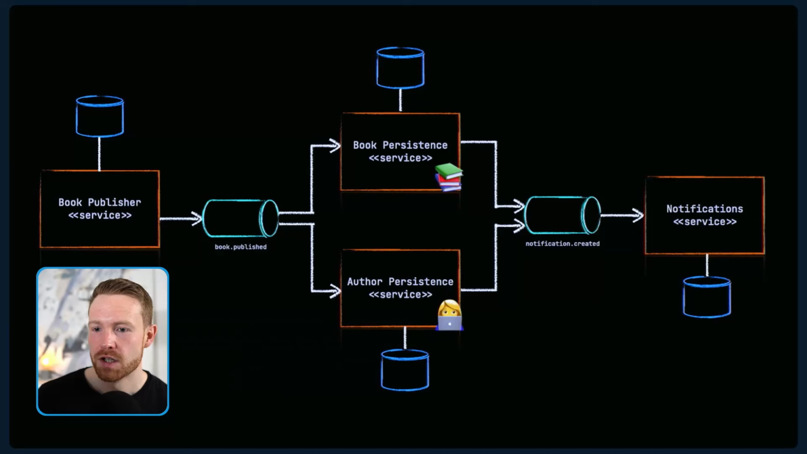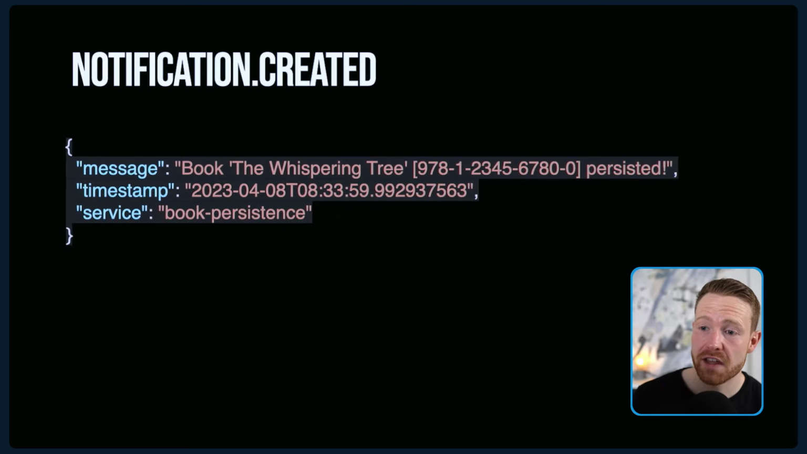What next? Once the book published event has been put on the book published topic and then picked up by the book persistence and the author persistence, they will then publish their own events to the notification topic, which will then be picked up by the notification service. Remembering, a notification looks a little bit like this, and we've already seen it published in that book persistence service.